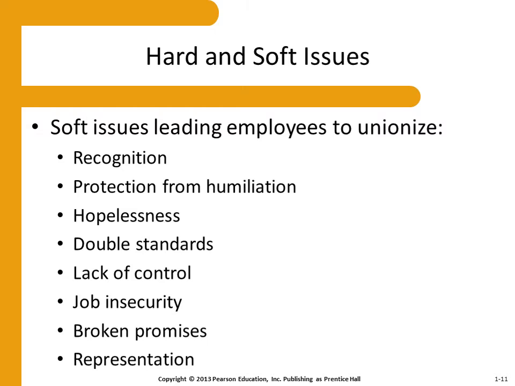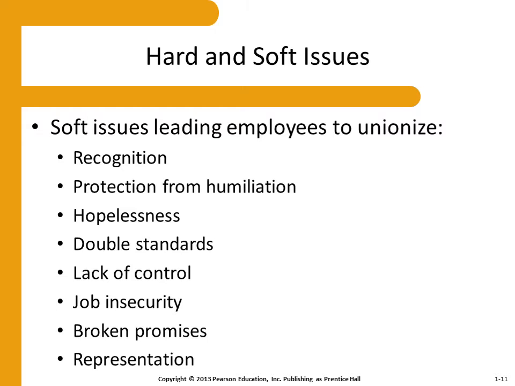So when we're talking about soft issues which are leading employees to unionize, these are some of the examples of soft issues. All right, and remember we said that soft issues really deal with how employees are treated by management, versus hard issues, which relate back to economic gain and job security. When we talk about recognition, we feel that many employees feel overworked and underappreciated. And so if supervisors don't give them the recognition, a union might give them the recognition they desire, right?